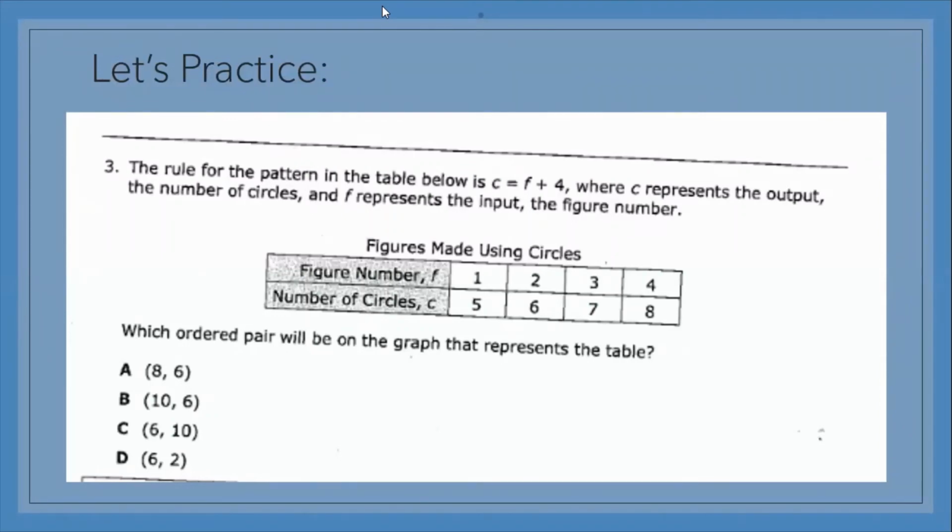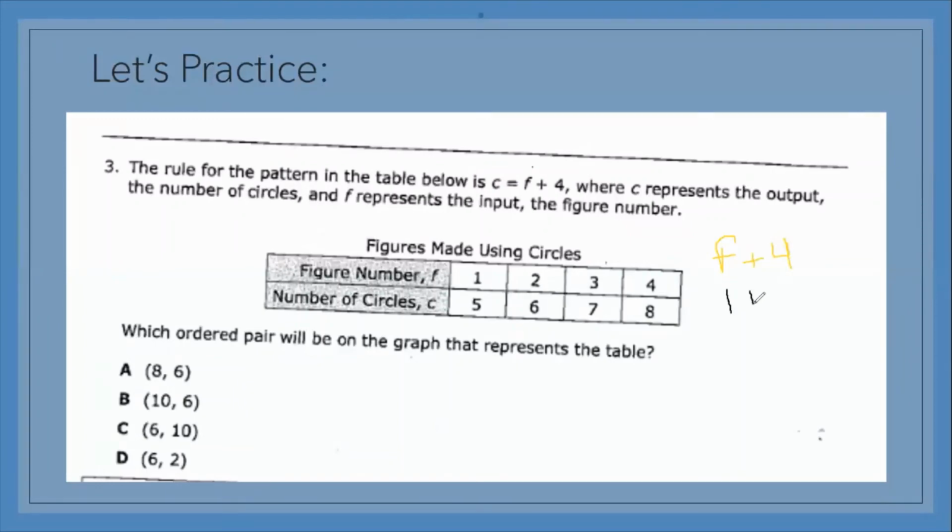All right, guys, it's been about a minute. Let's go ahead and start working on this problem together. All right, guys, so our rule here was F plus 4. So let's go ahead and plug in some numbers for F, and I'm going to switch colors here. Let's plug in our first value. What is our first value? Someone share out with me. What is our first number here for F?